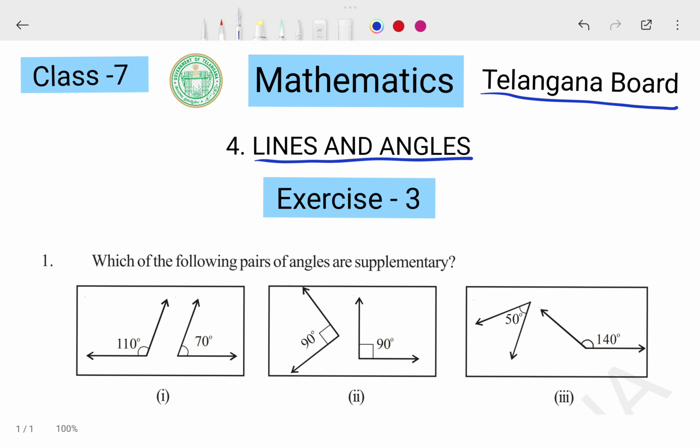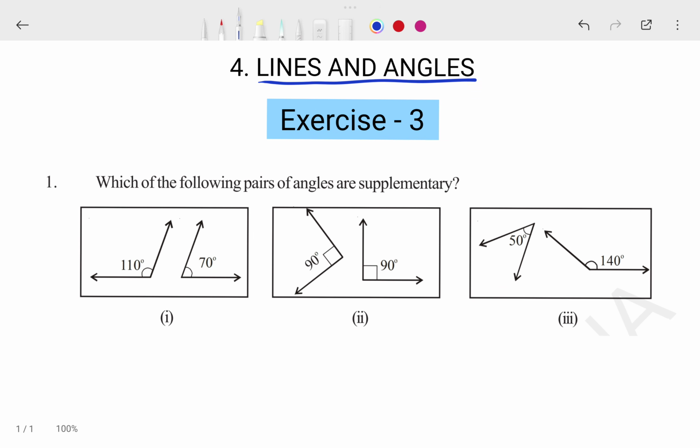We already discussed exercise 2 in the previous classes. Now we are going to discuss our exercise 3. Okay, so let's start here.